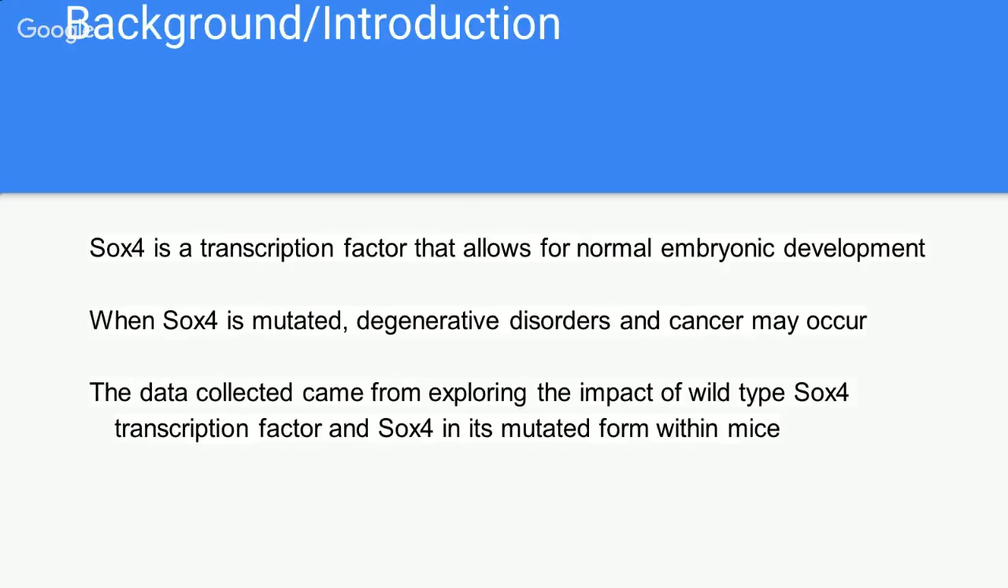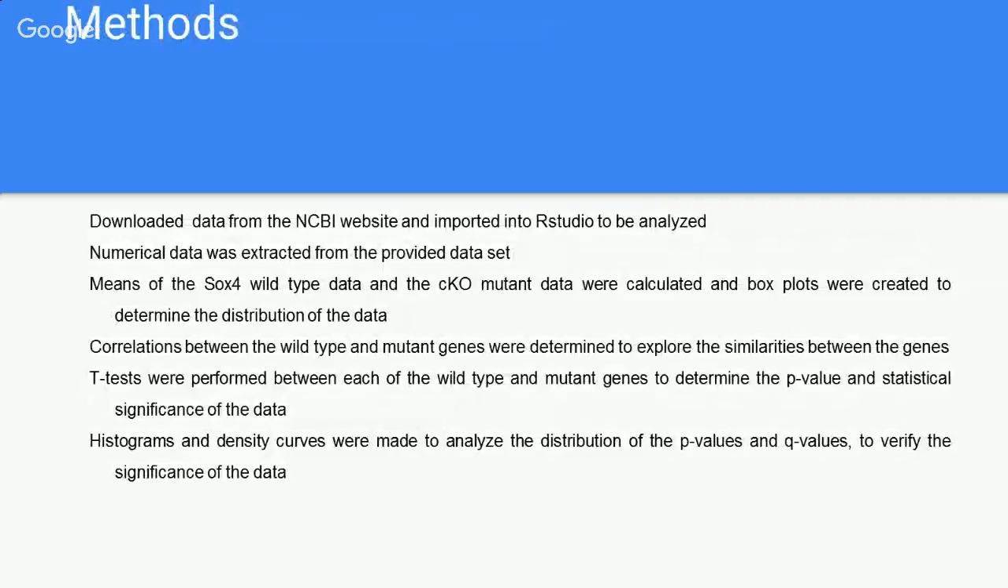For our methods, we downloaded the data from the NCBI website and imported it into the RStudio program to be analyzed. Numerical data was extracted from the provided data set, and the means of the SOX4 wild-type data and the CKO mutant data were calculated, and box plots were created to determine the distribution of the data.